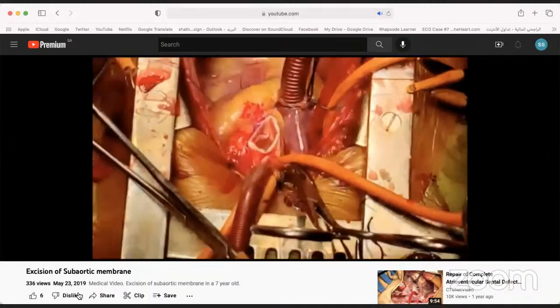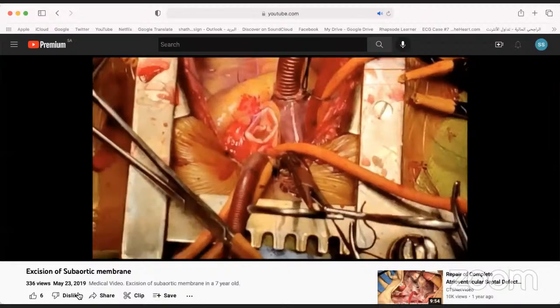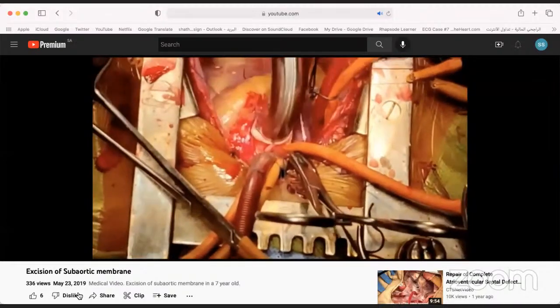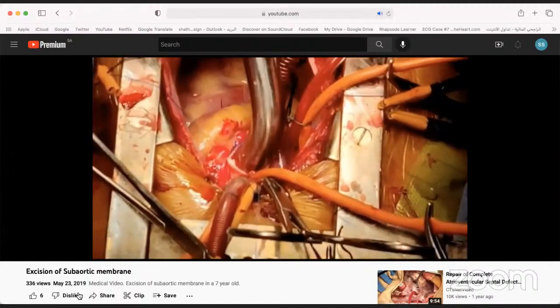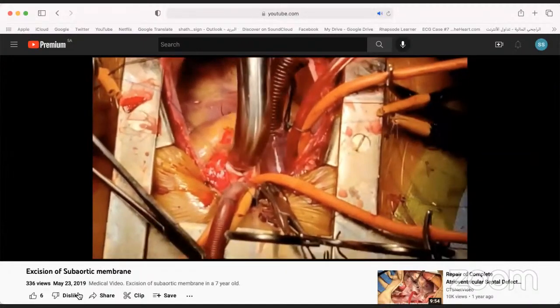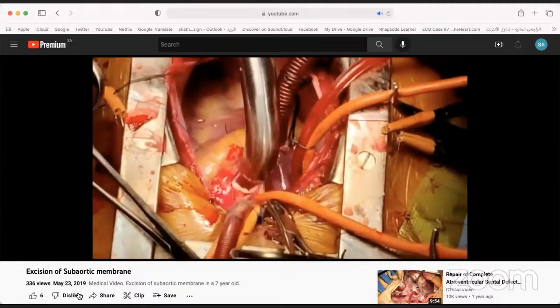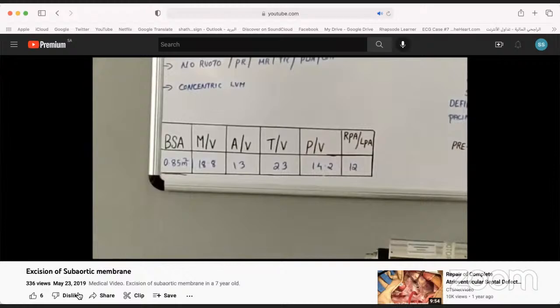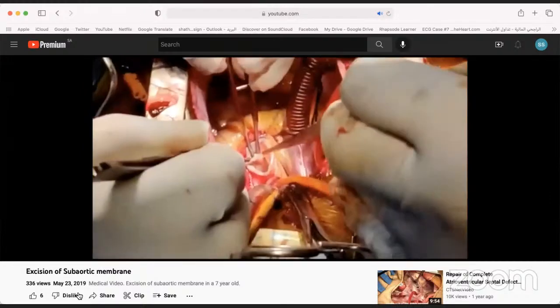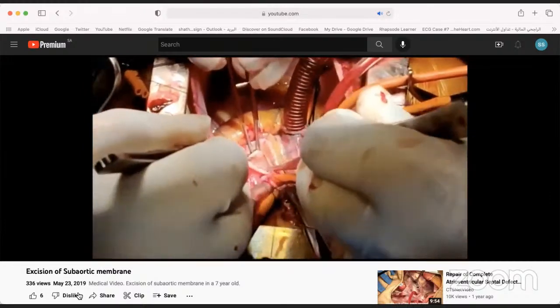Right now, just checking with the Hegar sizes 11, 12, and 13. The expected aortic size is around 13 here. So 11 and 12 are going fairly easily. 13, there is a slight resistance, so we thought we'll do a little bit more resection.